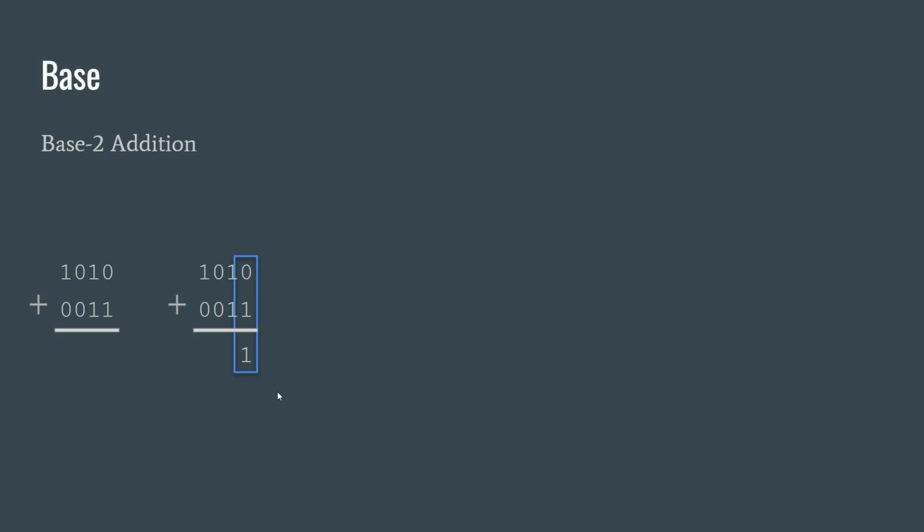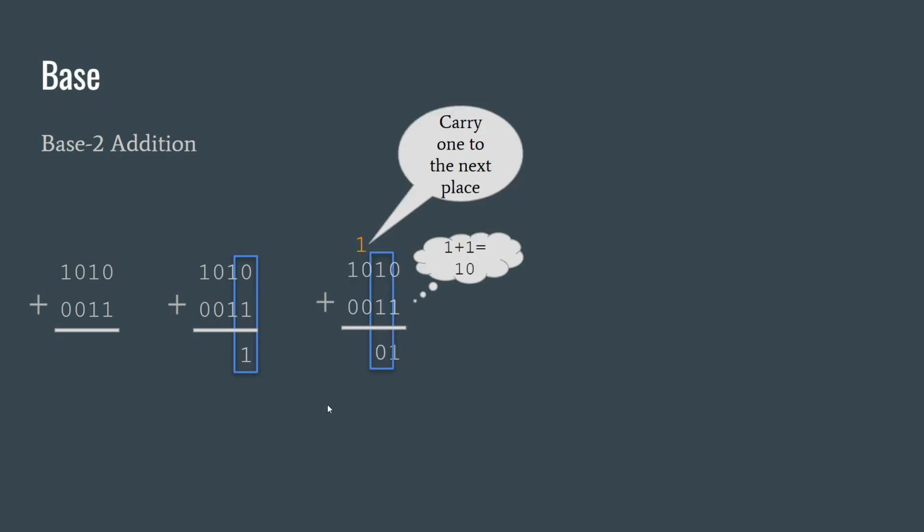Just like base 10, the first thing we're going to do is add the first place together. In this case, 0 plus 1 equals 1. 1 is a valid number. Our options are 0 and 1, so we just write it down there, no problem.